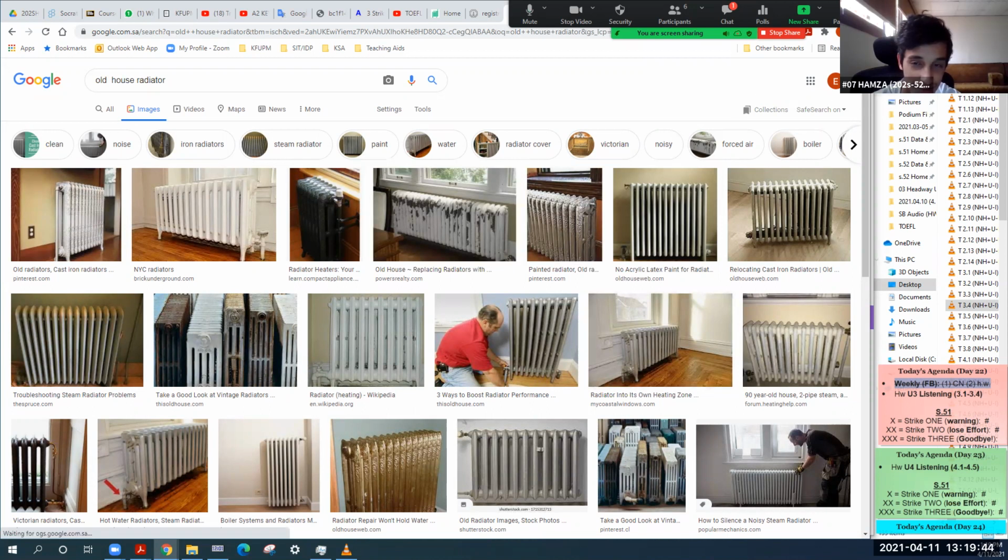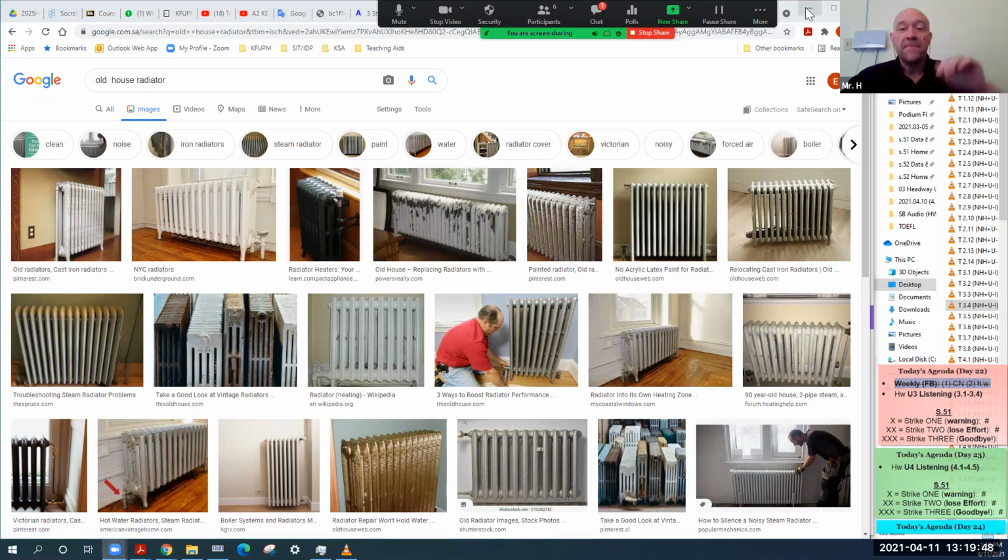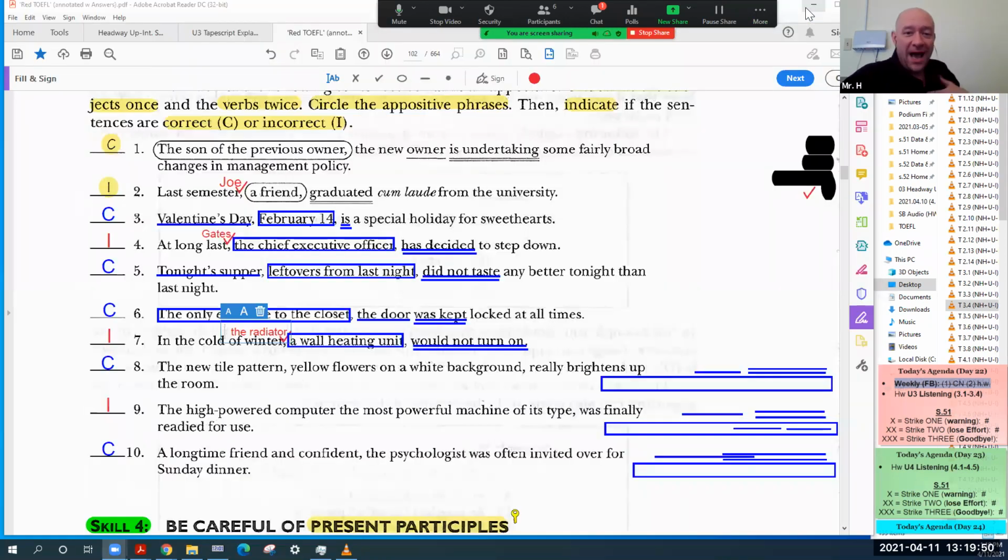This is called a radiator. My house, when I was a young child, we had radiators in our house like that. Okay. So there you go, in the cold of winter.